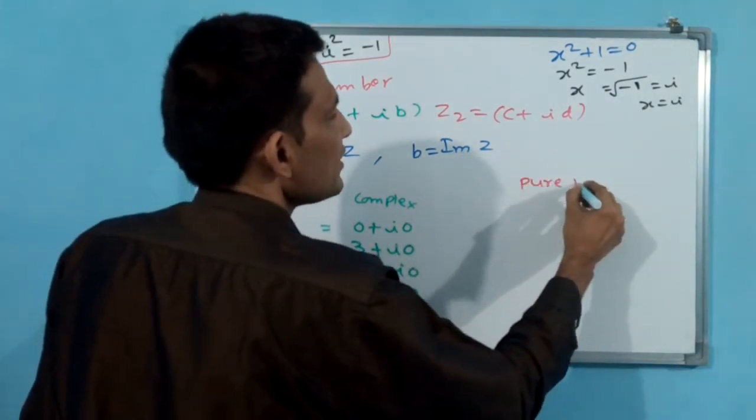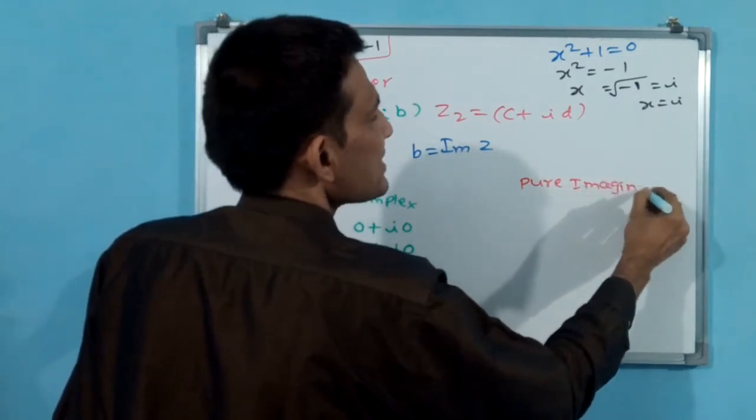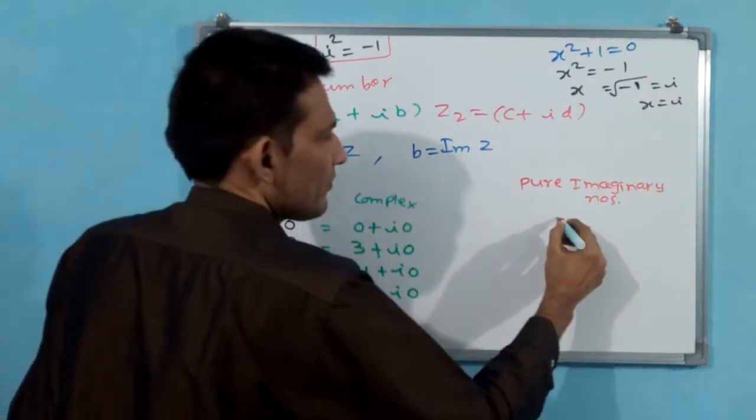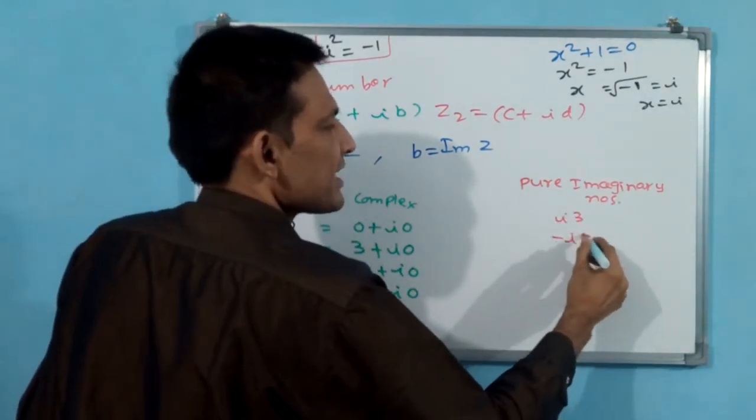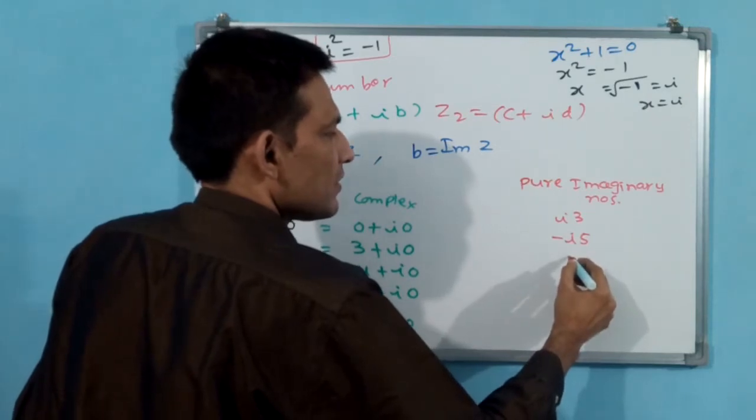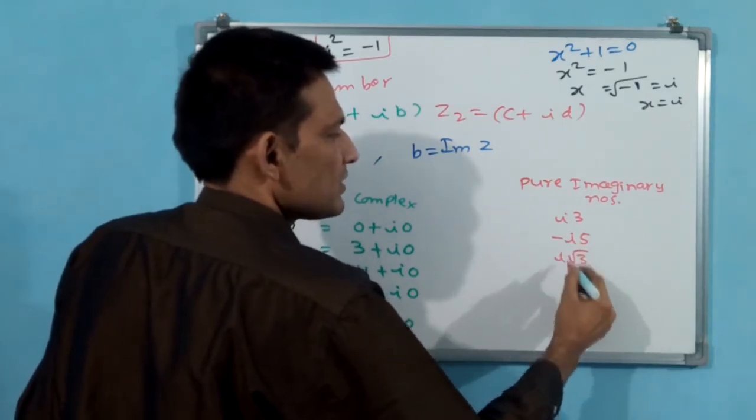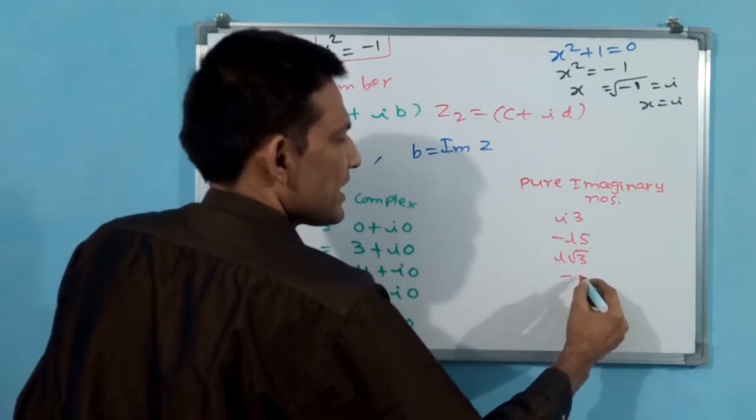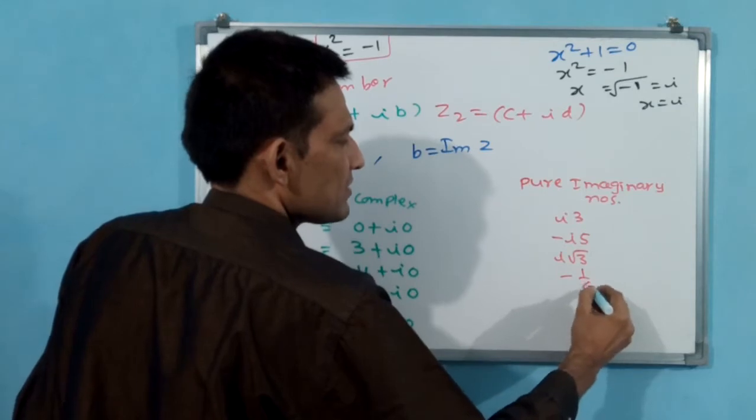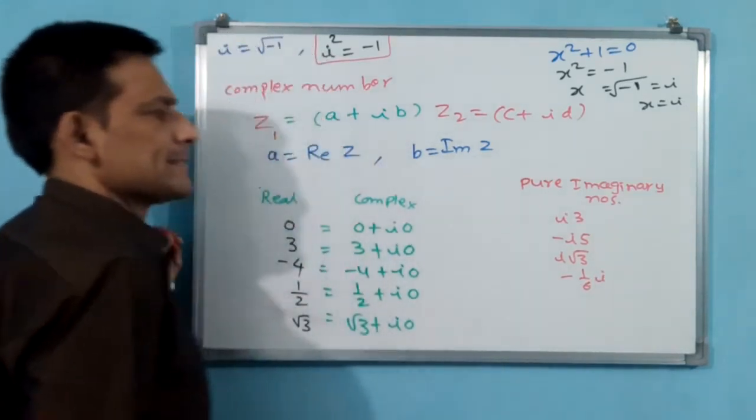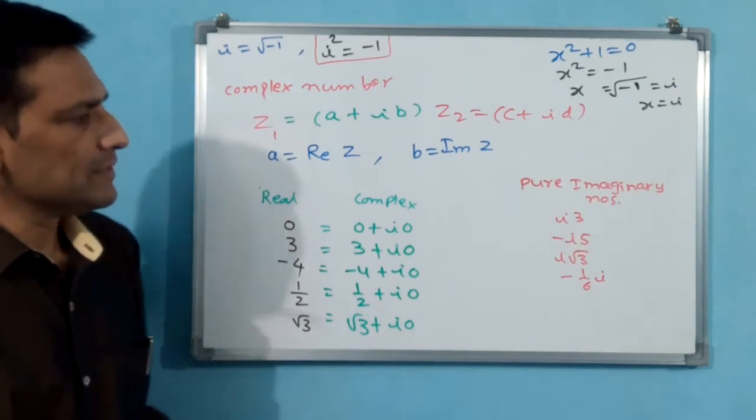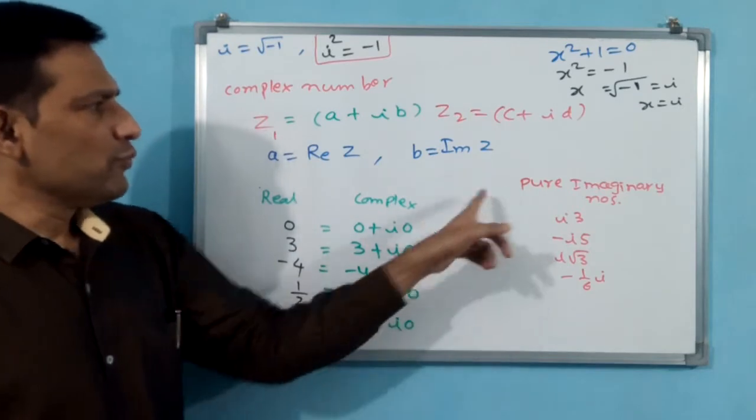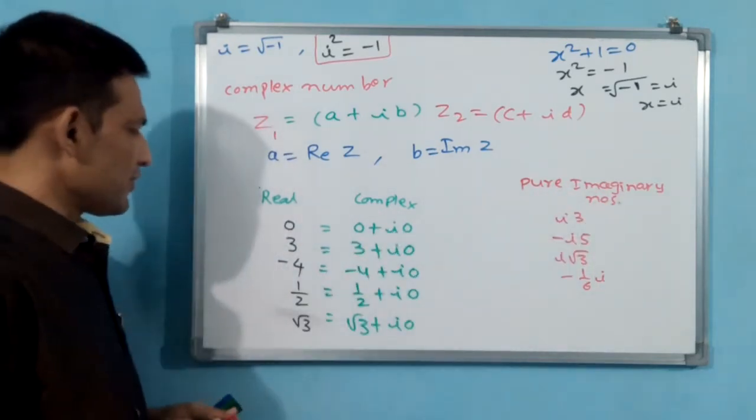Pure imaginary numbers. Okay. I3, minus I5, I root 3, okay, minus 1 by 6 I. These are pure imaginary numbers. So pure imaginary numbers. These you can write like pure real numbers.